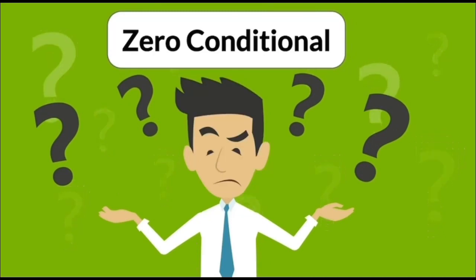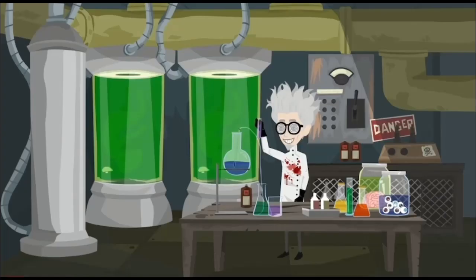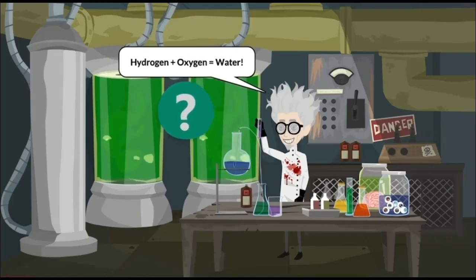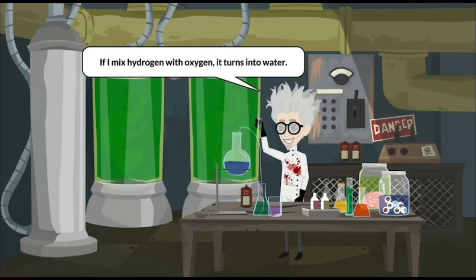Well, we usually use the zero conditional to talk about things which are always true or things which happen as a result of something else. When we're talking about specific events, something is generally true. And we often use the zero conditional for facts. For example, what do scientists try to say? Hydrogen with oxygen. It is a fact.